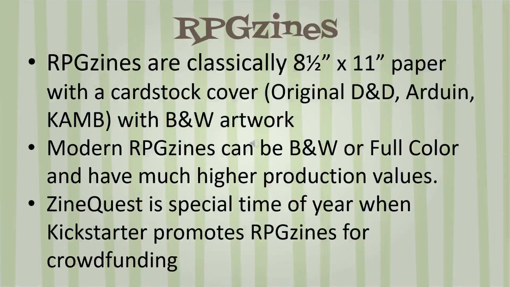RPG zines are classically 8.5x11 paper folded in half with a cardstock cover. Original D&D, Arduin, Kobolds Ate My Babies. They also add black and white artwork. Modern RPG zines can be black and white or full color and have much higher production values.